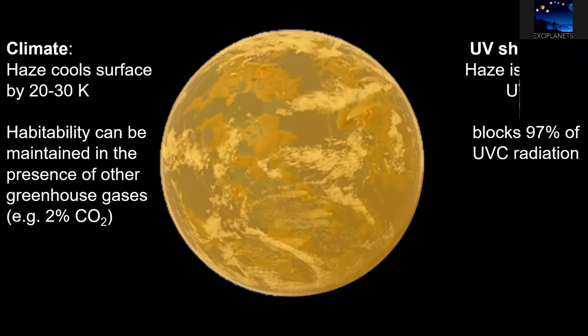those are really bad because they can directly dissociate bonds in our DNA. So this haze could potentially, in my models, block about 97% of the total UVC radiation from reaching the surface. And that sounds really good. Like, that sounds like a lot of blocking UV, 97%, that's great. But it's still orders of magnitude more UVC reaching the surface compared to modern Earth.